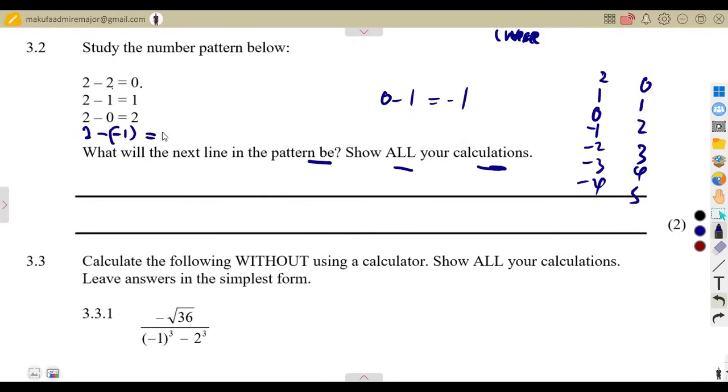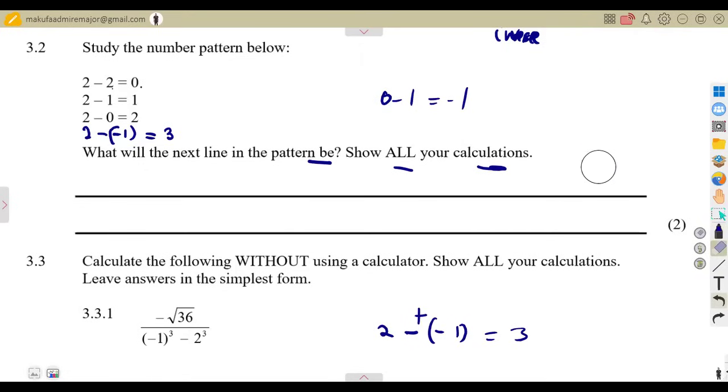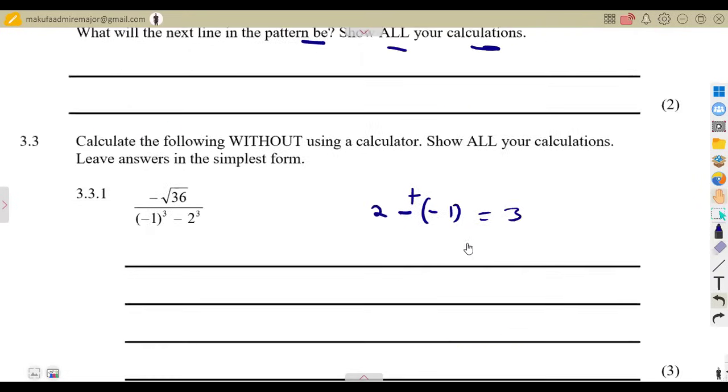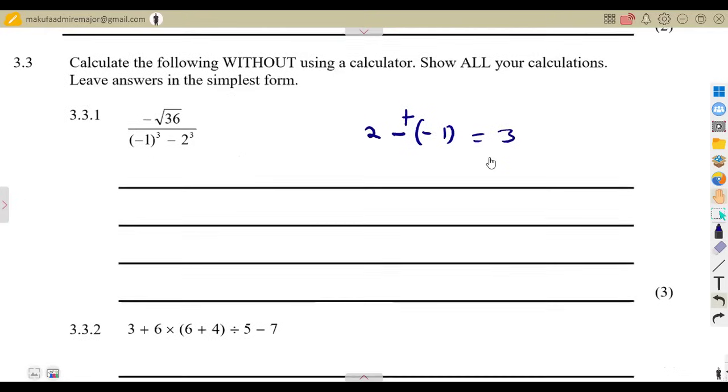0, 1, 2, we're just adding, so it's going to be a 3. Even if you add here, 2 minus minus 1: a minus and a minus is a plus. 2 plus 1 is what? It is 3, which is exactly what we have. So, guys, there is nothing here. It was just to study your question and see what is happening there.